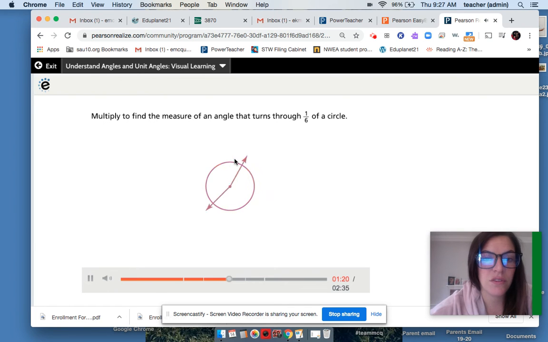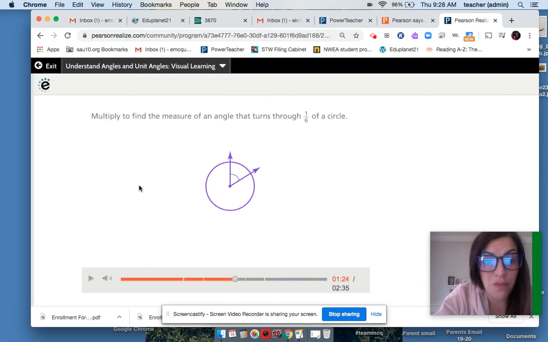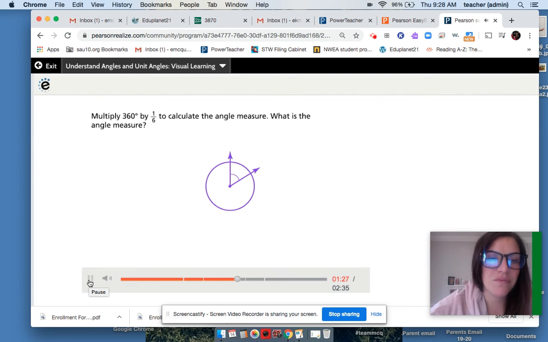Multiply to find the measure of an angle that turns through 1/6 of a circle. So they want you to take that 360 and divide it by 6. So remember, when you're doing that, you have 360 divided by 6, but really think about it as 36 divided by 6, right? 36 divided by 6. Well, 6 times 6 is 36, right? So then you have to take that 0 from the 360 and put it onto the 6. So there's 60. Multiply 360 degrees by 1/6 to calculate the angle measure.